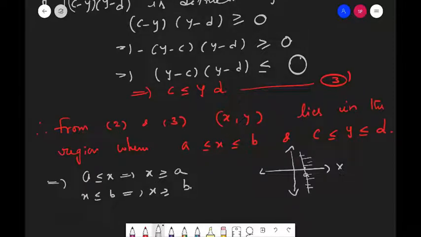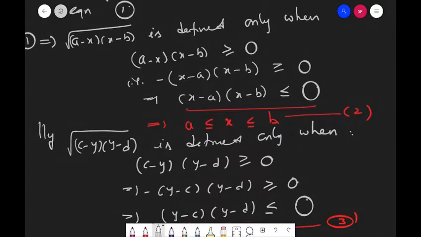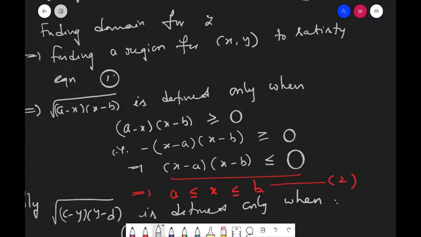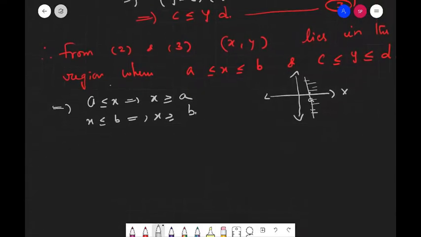And it is given in the question, I just forgot to write it here, it is understood that a is less than b, not equal to, and c is less than d. So if I come till here, if this is b, then x is greater than or equal to a, and x is less than or equal to b. So that means this will give you this.